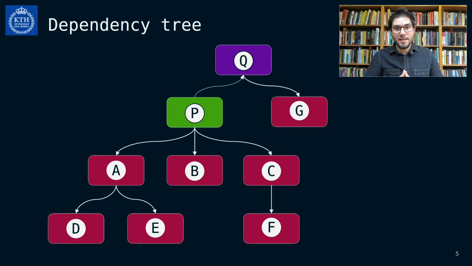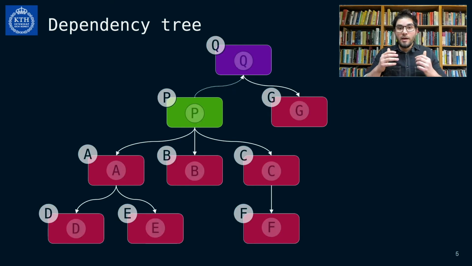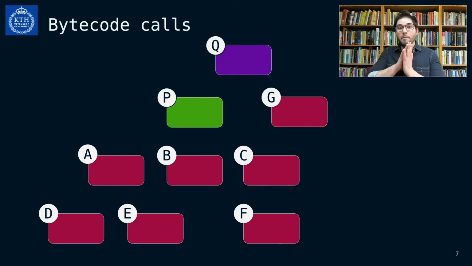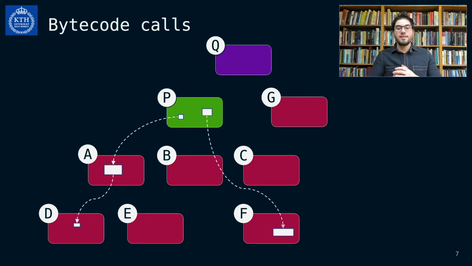But let's see how these dependencies are actually used. If we forget about the dependency tree structure for a moment and look at the bytecode calls made by project P, we can see that there is a set of instructions in P that calls another set of instructions in the dependency A. And this set of instructions in A calls another subset of the transitive dependency D.